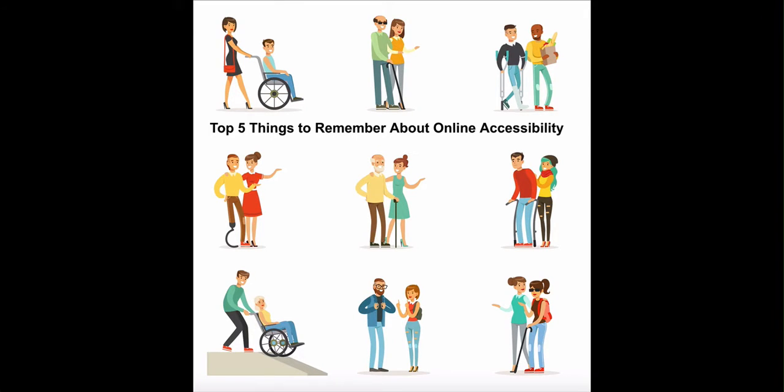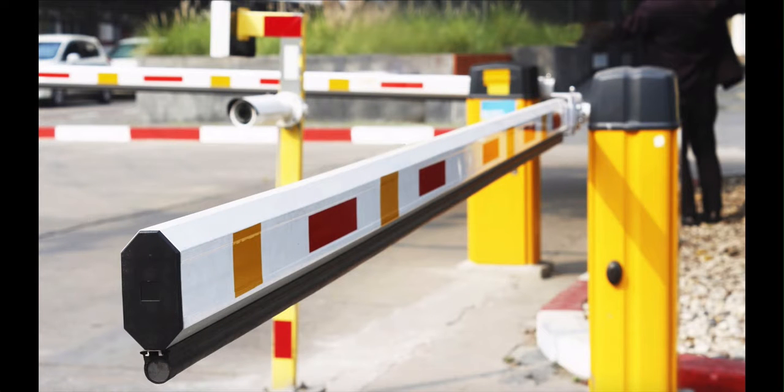Top 5 things to remember about online accessibility. There are 4 main accessibility categories that must be considered when designing and building digital content, which include visual, auditory, muscular, and cognitive. Technology considerations for each of the 4 categories include screen readers, braille displays, speech-to-text software, keyboard controls, captions, transcripts, and UDL principles.